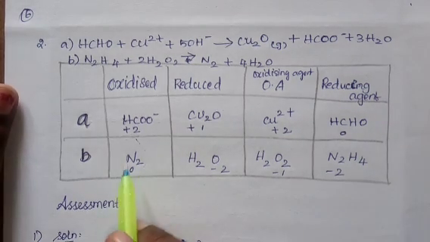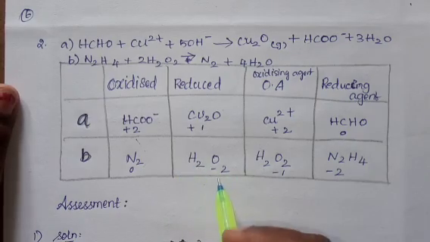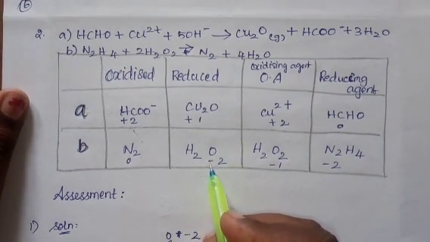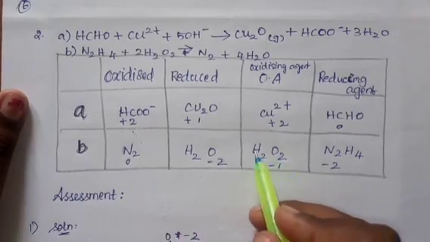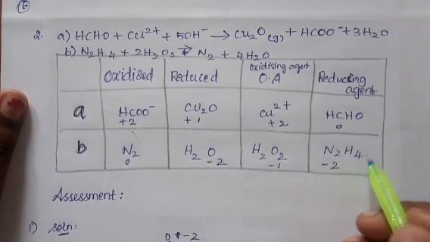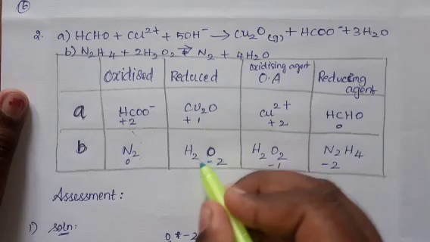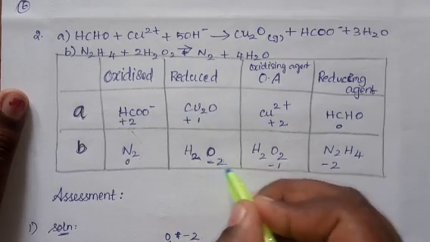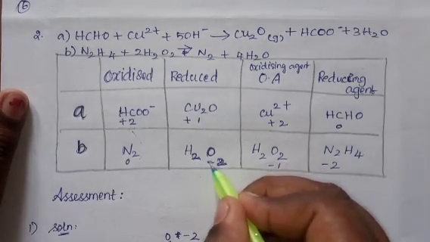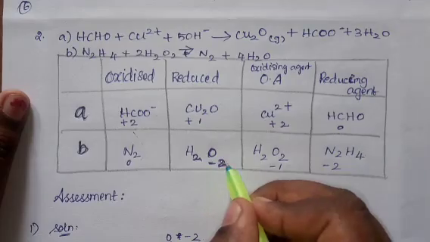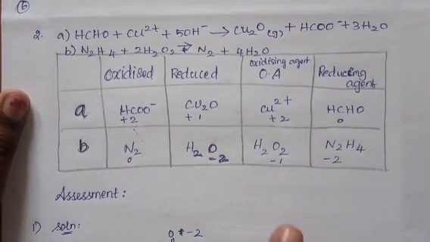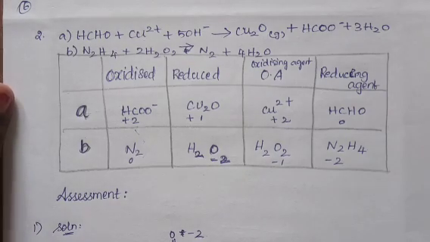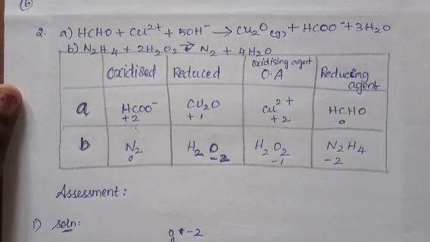Next, B: N2H2O2, minus 2. This is 0, minus 2, minus 1, H2O2, N2H4. This is just H2O, water. It is numbered down, like this. Okay, it's not related with O. So this is the answer for the second question.